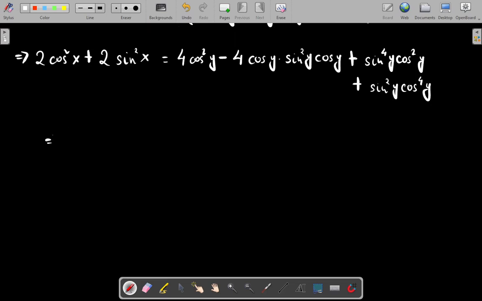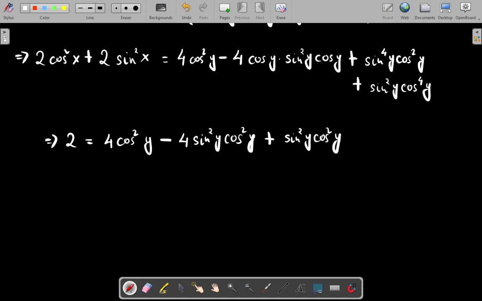Okay, so this gives us 2 is equal to 4 cos square y minus 4 sin square y cos square y, and from the last two terms we can take sin square y cos square y common, and we have sin square y plus cos square y. Okay, it was sin to the power 4 y cos square y, and then the second term is sin square y cos to the power 4 y.